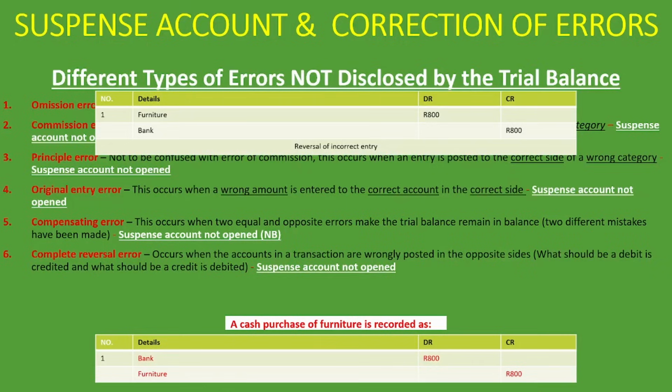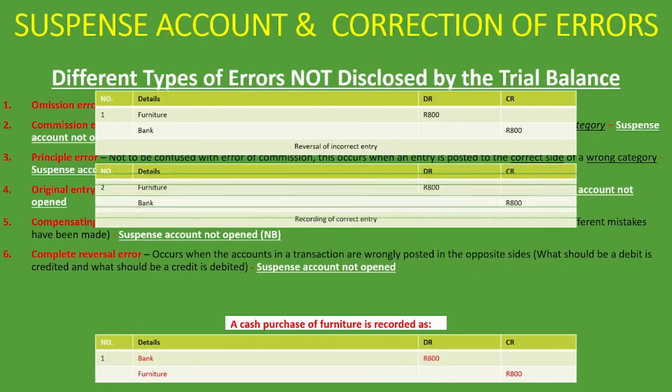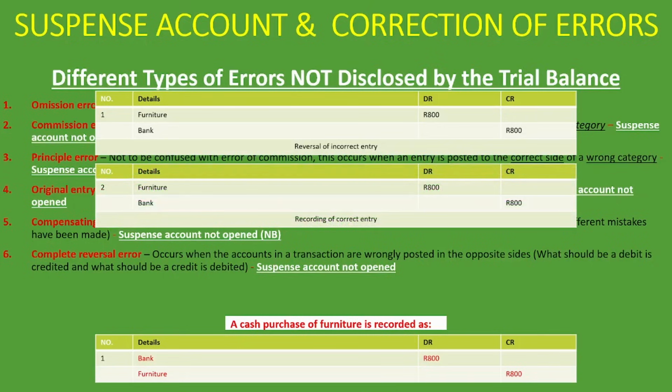But remember, this is the reversal of incorrect entry. Now we need to do a correct entry. How do we do that? We do the exact same entry. We're going to debit furniture 800 rand and credit bank 800 rand. And the description or the narration here is recording of correct entry. I hope it has made sense as to why we are doing two different journal entries. The first one is to reverse the error to make sure that we bring our books to the state it was in before we record the transaction as we should have initially, and then we record the transaction down here.